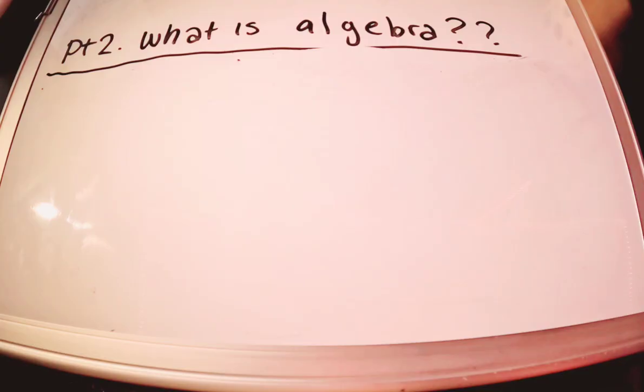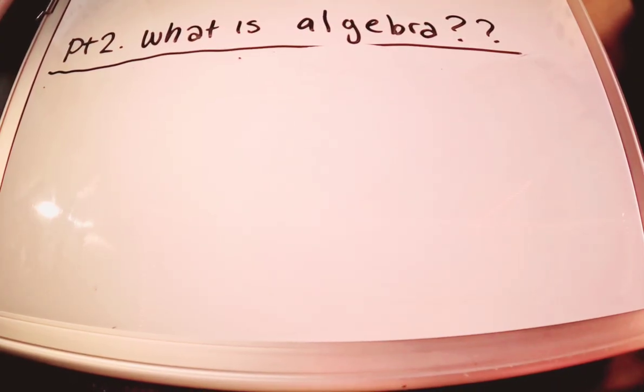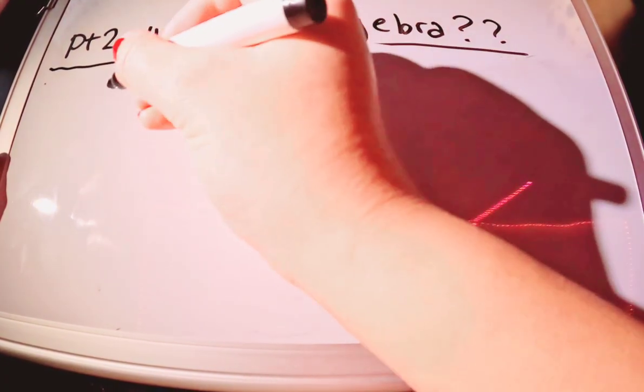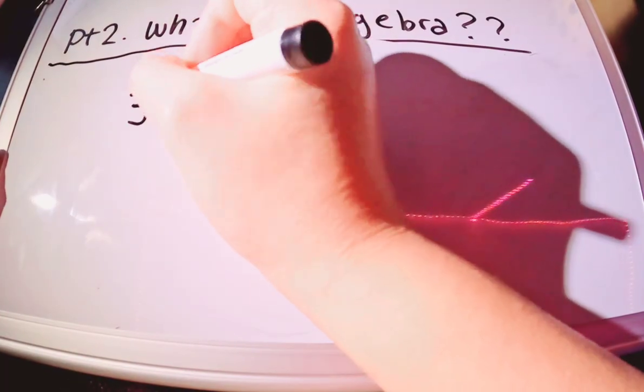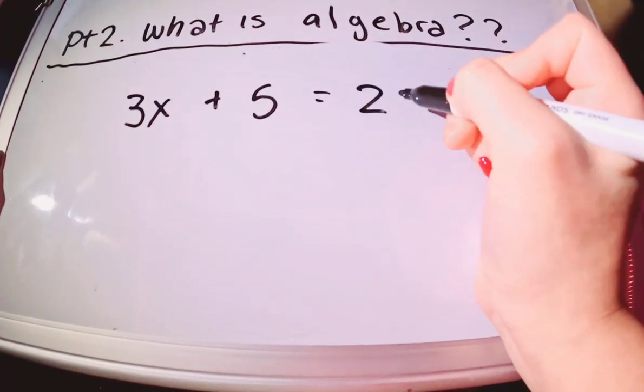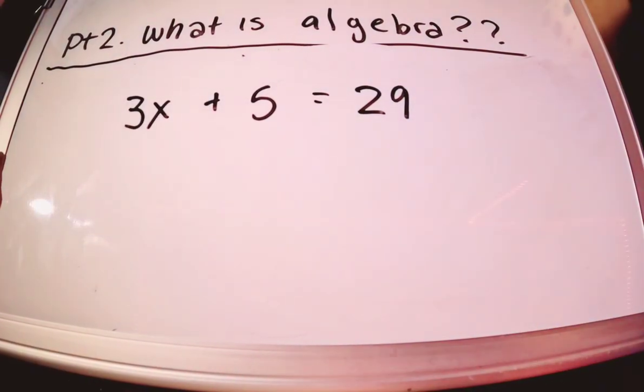In the last video I covered some pretty basic algebra equations and how to solve for x in a pretty simple way. But more traditionally, you would see a more complicated algebra equation. For example, if you had the equation 3x plus 5 equals 29, you have a couple different terms in here.